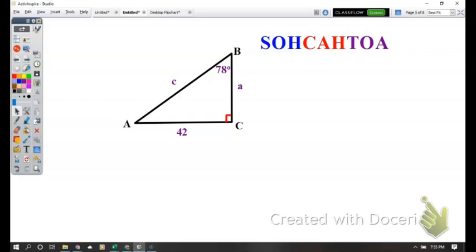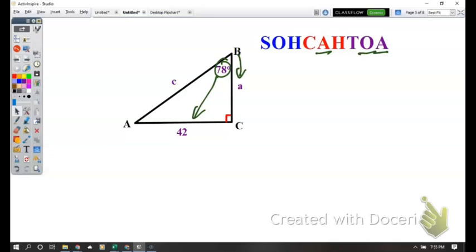So A is the side I'm looking for. I have angle B and I'm looking for side A. Well, A is right there next to it, so that's adjacent. So let's see, adjacent, that's either going to be cosine or tangent. And which side do I know? Well, I know the 42, which is over there. That's opposite the angle that I have. And so opposite is right there. So I'm going to be using tangent.